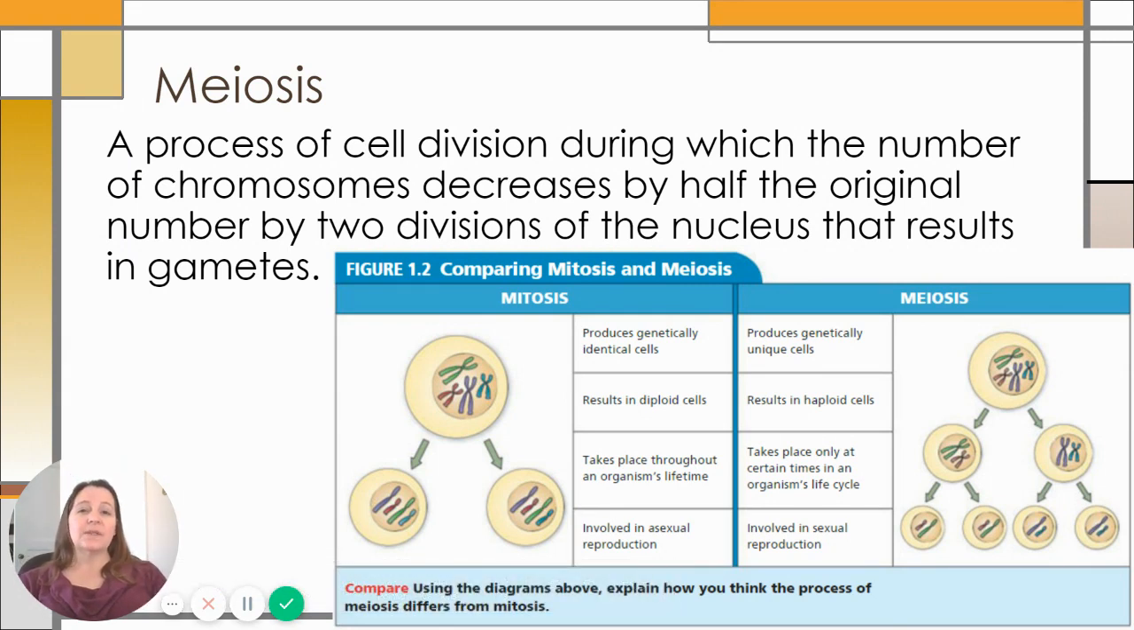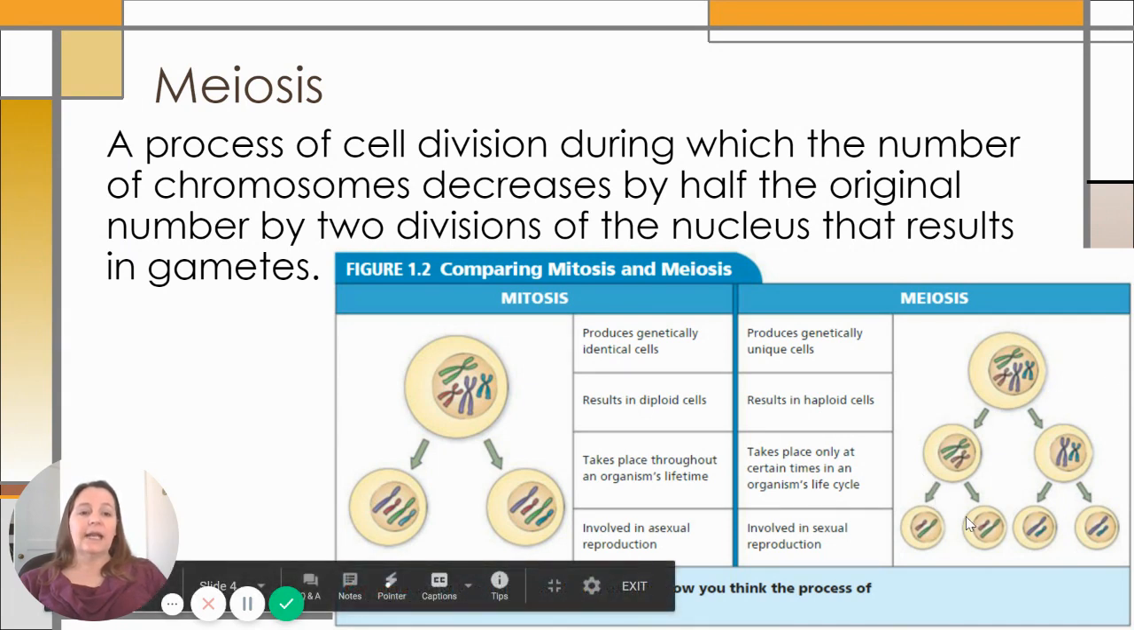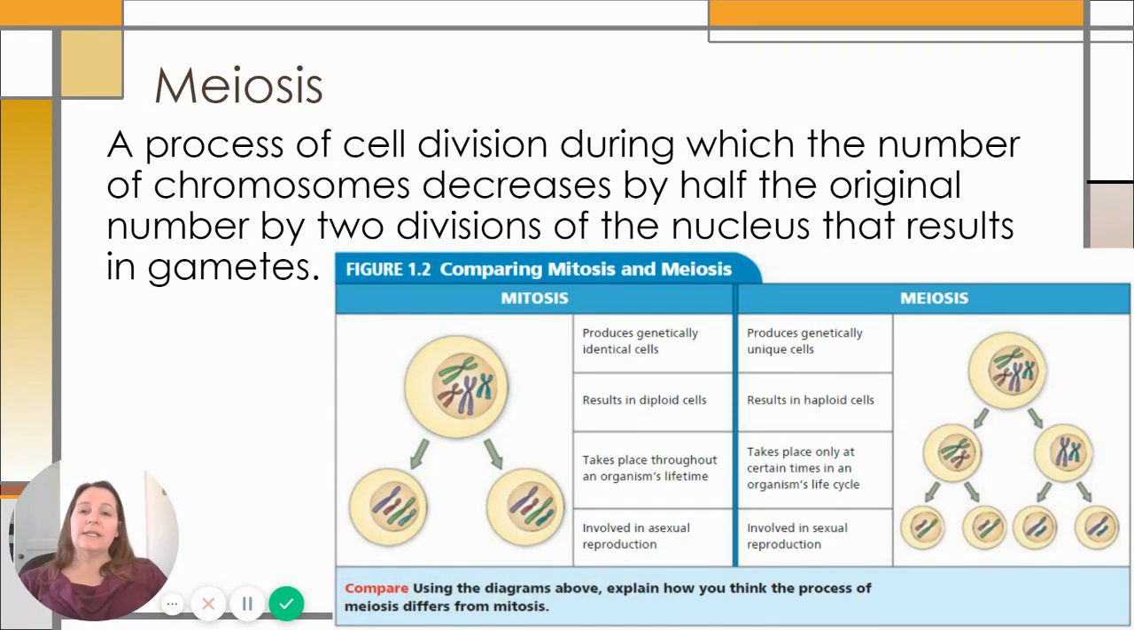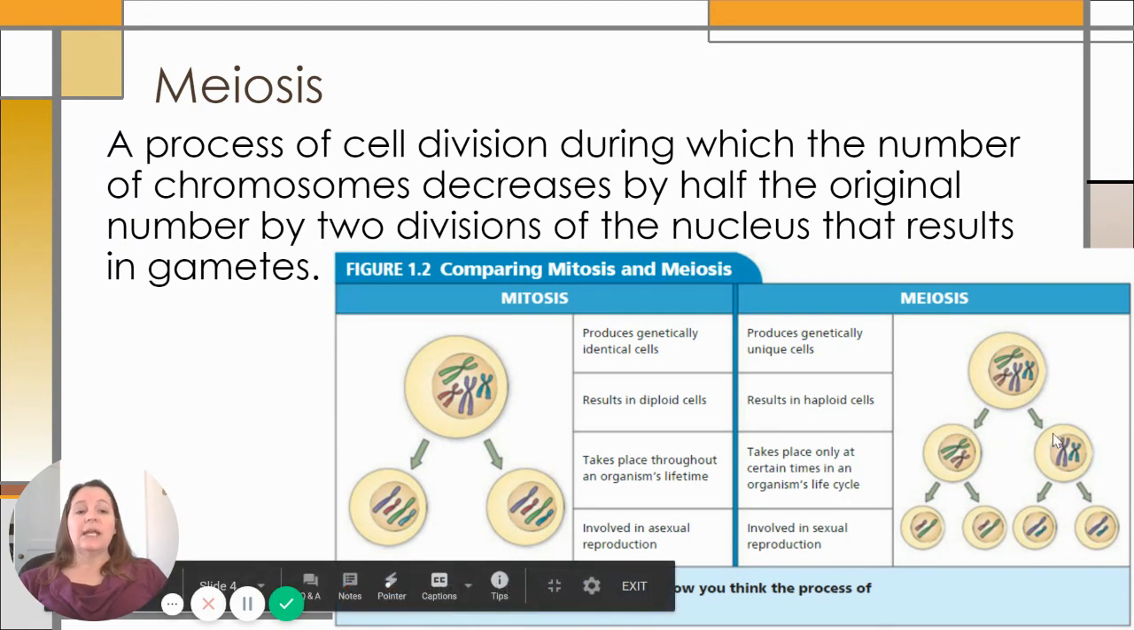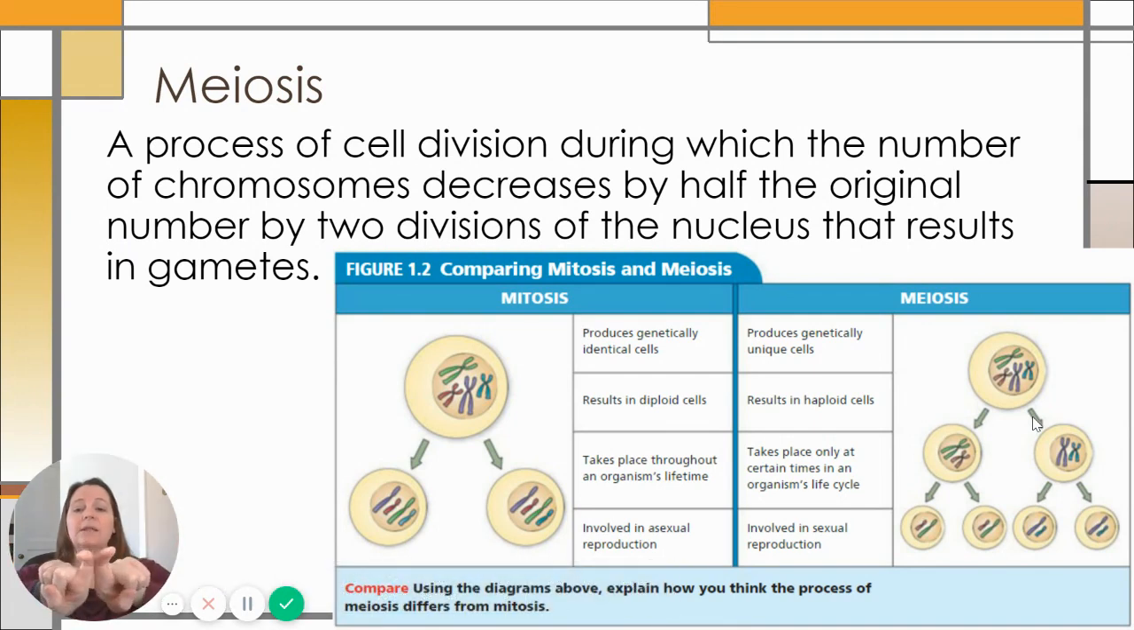And I'm going to post some good review videos on this if you want to take a look and understand exactly what's going on in each division, so meiosis 1 and meiosis 2. I'm not going to get very detailed in that. What you need to know, again, is in the first division, we separate the homologous pairs, and in division 2, we separate the sister chromatids. So that's about as much detail as you need, but I will post some videos that go into more depth if you're interested or you feel like you need that background in order to understand what's going on.